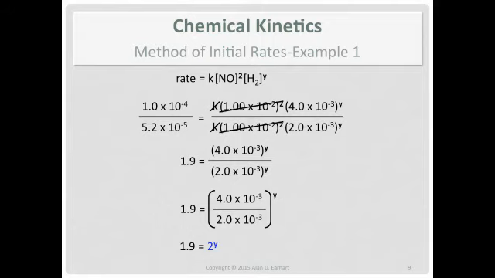So we have 1.9 equals 2 to the y. So what is the numerical value for y? Now in my classes, I don't do fractional orders. So what's y close to? 1. 2 to the first power is 2, which is very close to 1.9. You can have fractional orders. I'm just not doing them. You gotta walk before you run.